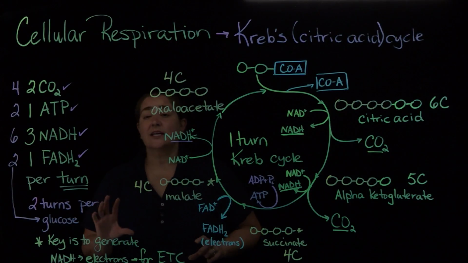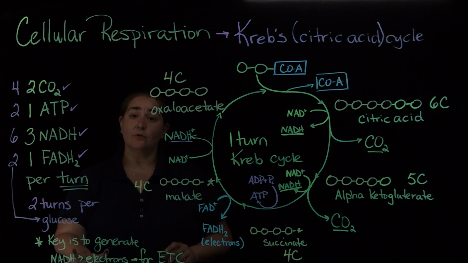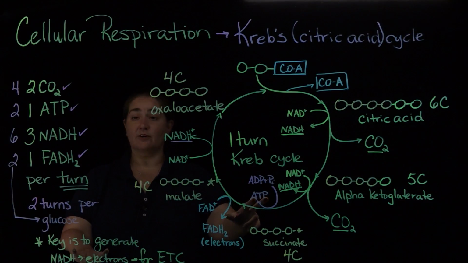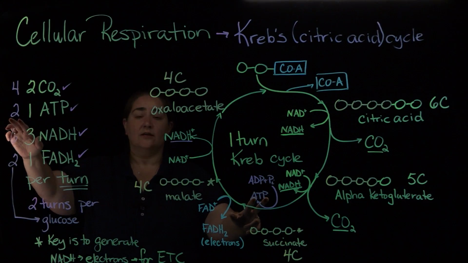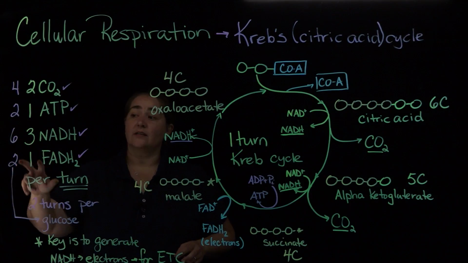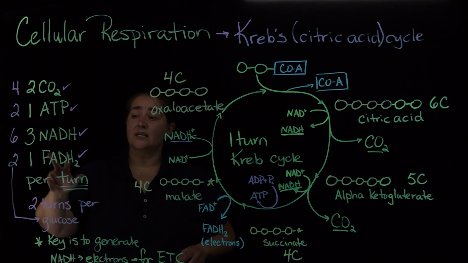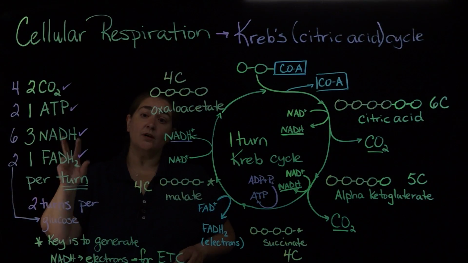And what I want you to take away overall from the citric acid cycle, really the point of this is not to generate a whole lot of ATP, because we don't get a whole lot of ATP. We don't get any more ATP out of the citric acid cycle than we did out of glycolysis. The point of it is to generate our electrons, because the NADH and the FADH2 are going to feed our next step. That's going to feed oxidative phosphorylation.